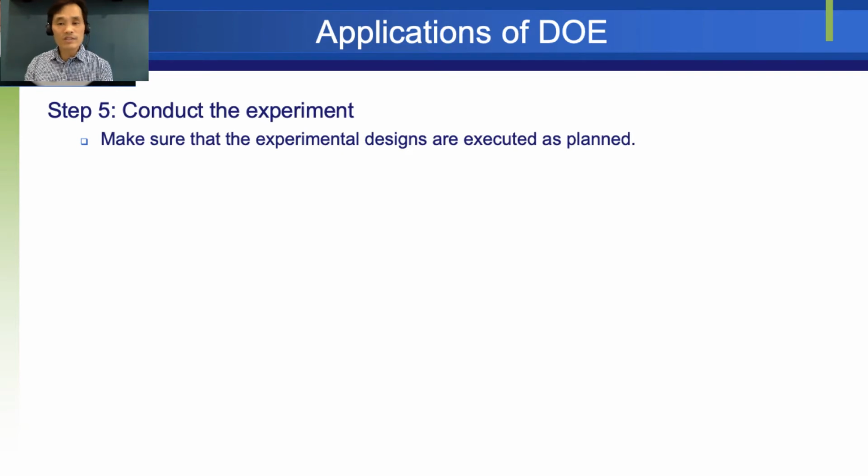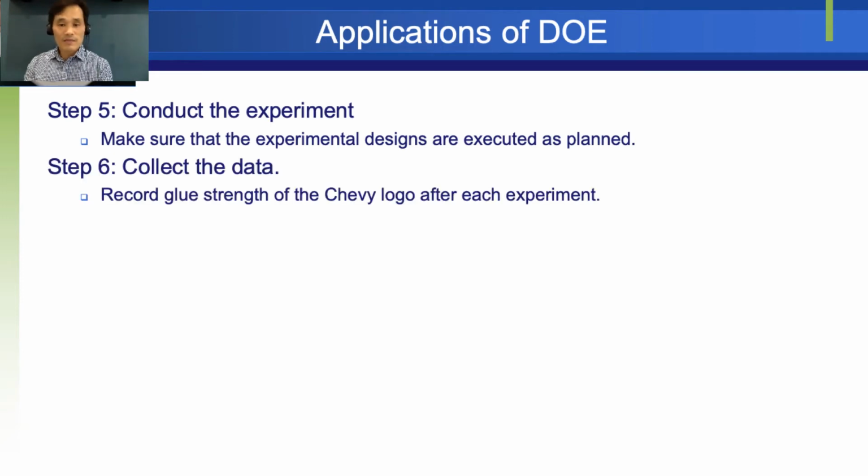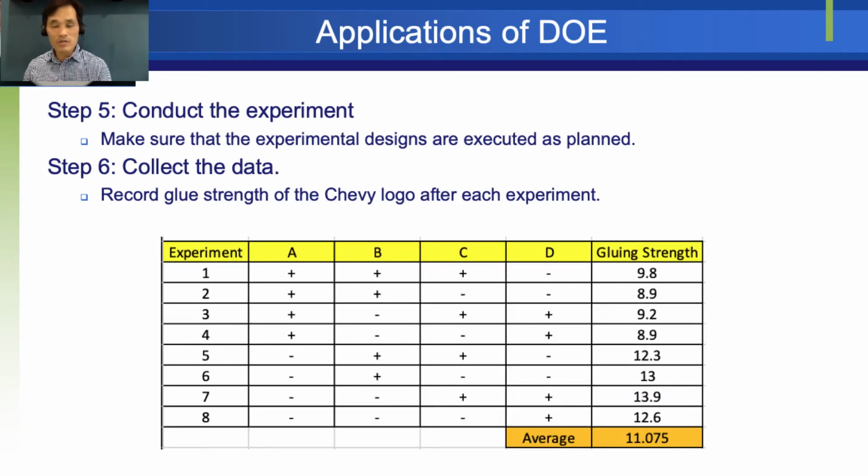Step 5, conduct the experiment. Make sure that the experimental designs are executed as planned. Step 6, collect the data. Collecting data can be tedious and difficult, but as long as you have the right data, record them in your data sheet, and this is going to be your data. And we find that the average is 11.075 after averaging the gluing strength.